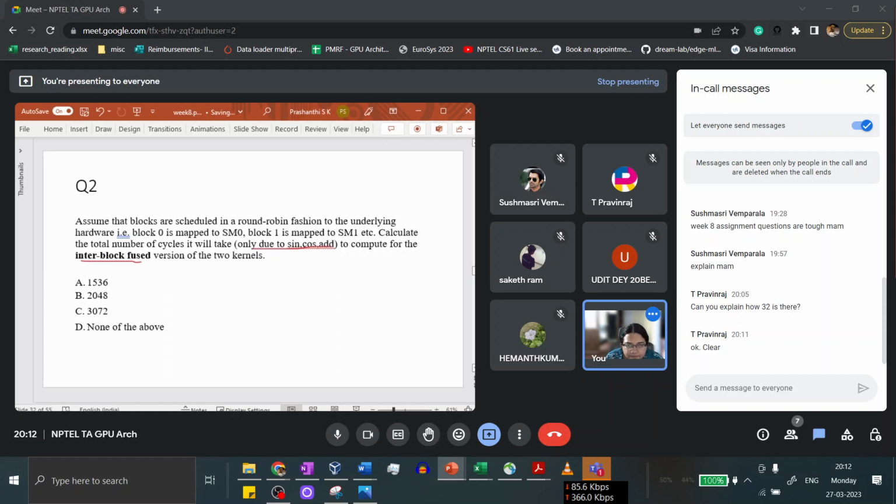Think about it. Try to solve this one. Now that you've solved the previous one, this should be relatively easier. The only thing is it uses inter-block instead of the other one, which used inner thread. So think about it. Take 3 minutes to do this.